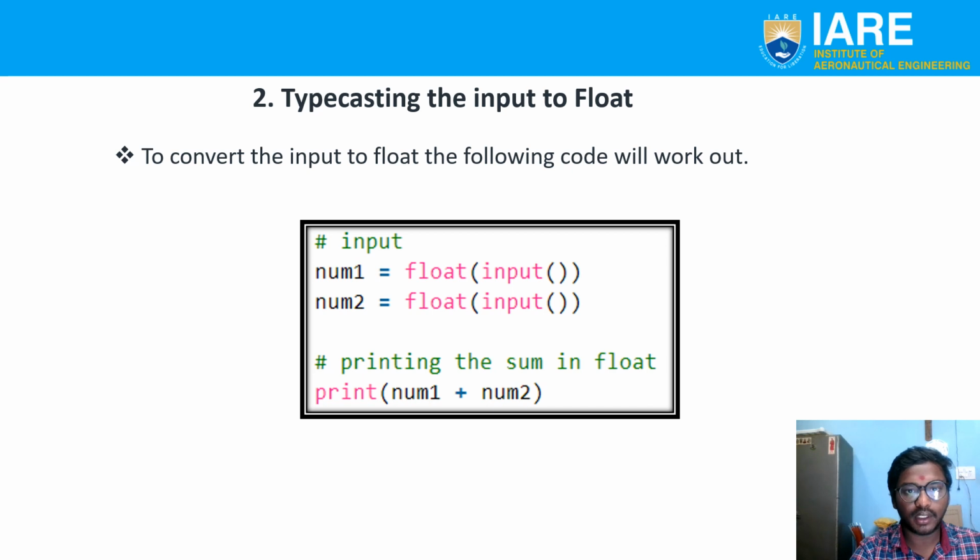Number 2, typecasting the input to float. To convert the input to float, the following code will work. Number 1 equals float input, number 2 equals float input. Now the two inputs have been given by the user and the output will be print number 1 plus number 2. It means the sum of the float values will be printed.